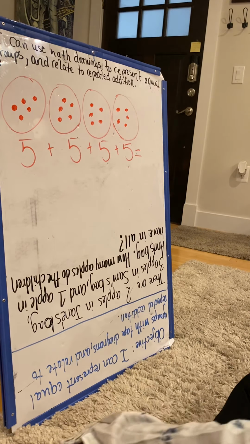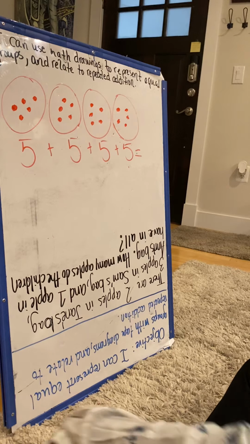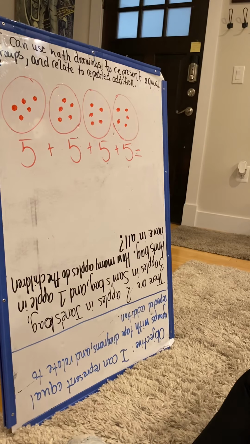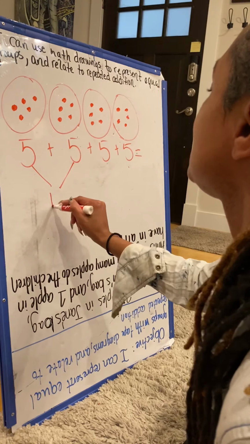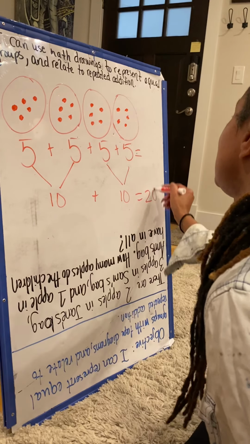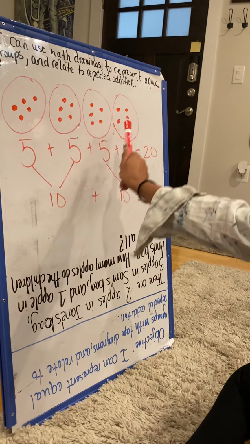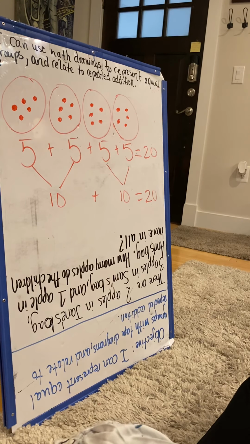Tell somebody the different ways that you might add up this repeated addition number sentence. You might say 5 plus 5 equals 10, 10 plus 5 equals 15, 15 plus 5 equals 20. That's one way you might do it. Or you might use doubles. You might say 5 plus 5 equals 10, another 5 plus 5 equals 10, and 10 plus 10 equals 20. Or you can skip count. 5, 10, 15, 20. So those are different ways that you can make connections between repeated addition and skip counting.